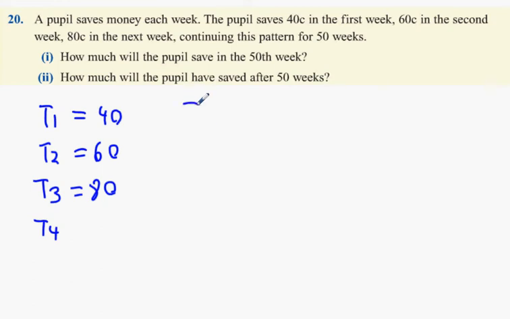The Tn formula? And what's the Tn formula? Okay, the a value. The d value. Then what happens next?